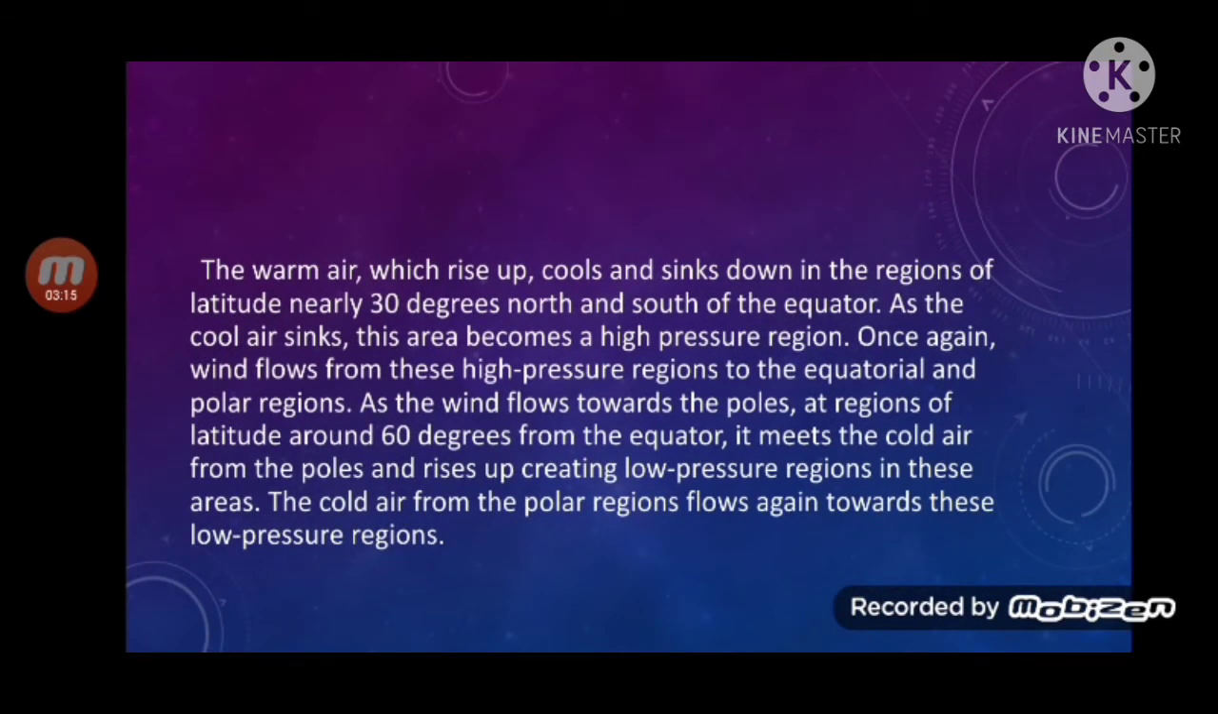The warm air which rises up cools and sinks down in the regions of latitude nearly 30 degrees north and south of the equator. As the cool air sinks, this area becomes a high pressure region. Once again, wind flows from these high pressure regions to the equatorial and polar regions. As the wind flows towards the poles, at regions of latitude around 60 degrees from the equator, it meets the cold air from the poles and rises up, creating low pressure regions in these areas. The cold air from the polar region flows again towards these low pressure regions.